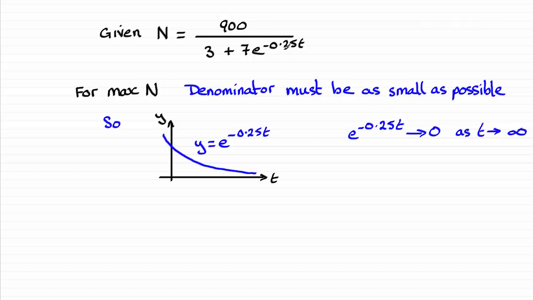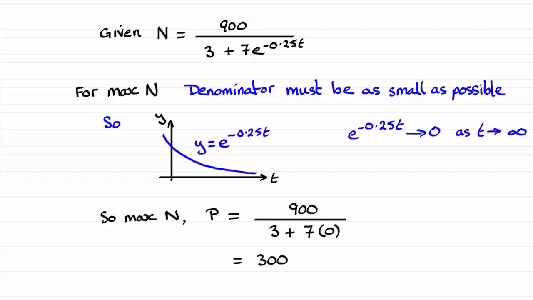And if you do that, then clearly we've got 900 divided by 3. And so that maximum value of n, which we call p, is going to be 900 divided by 3, which is 300. You could argue, though, that, remember, this only approaches 0.